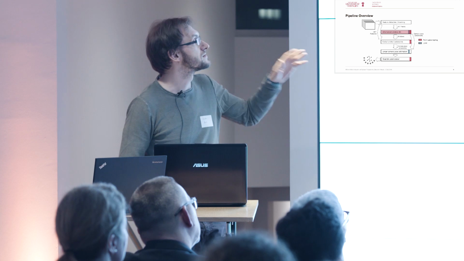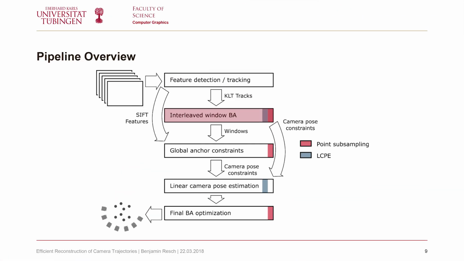The beginning is relatively similar to what we saw in the classic way. So we have our images, we do feature detection and tracking. Then we have our tracks, our feature tracks, so we know how points move on the images. And starting from there, we do interleaved window bundle adjustment.